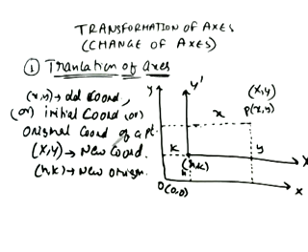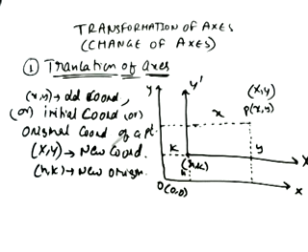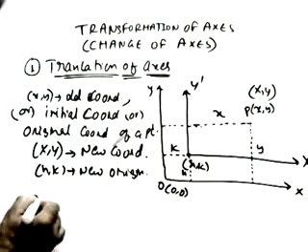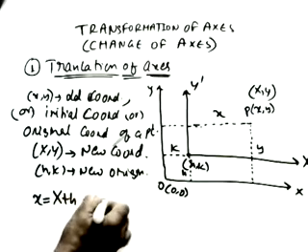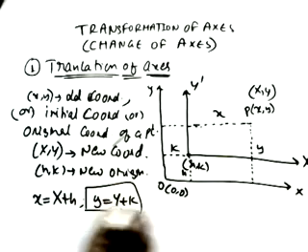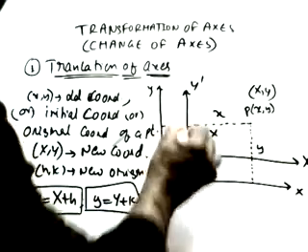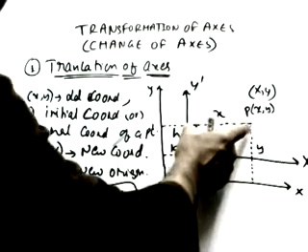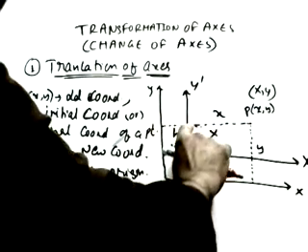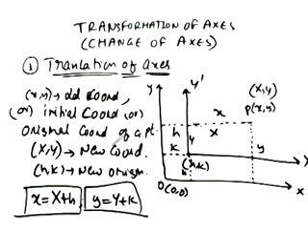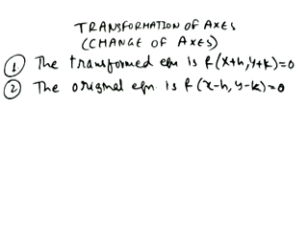Small xy represent the coordinates of the previous, actual, original or initial coordinates of the point. When the axis changes, translation, then the point will change. That point will be represented by capital XY. What is the relation here? The relation here is small x equals capital X plus h, small y equals capital Y plus k. We must remember these two formulas. Small x equals capital X plus h, this is h. Similarly, small y equals capital Y plus k. So we must remember the relation of these coordinates. Now, learn by heart these two formulas.